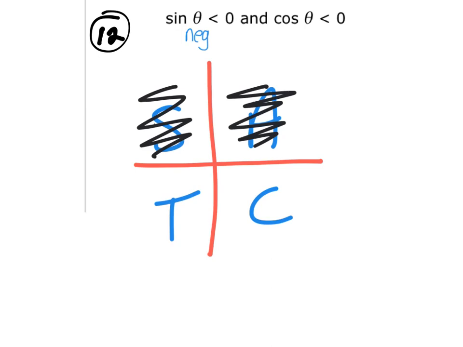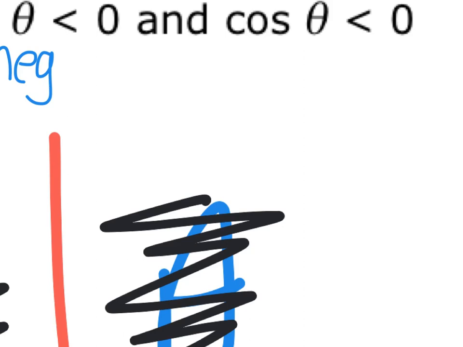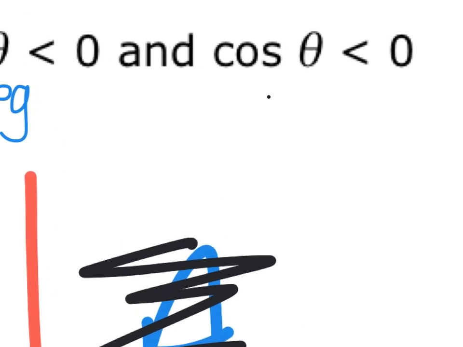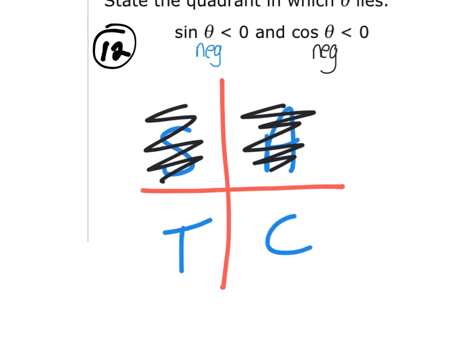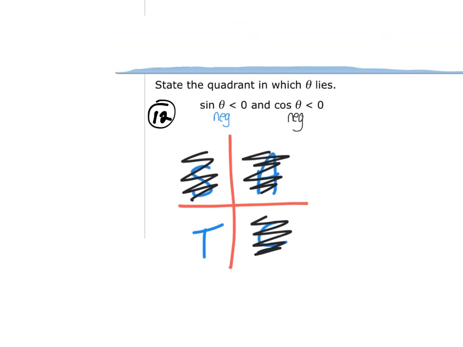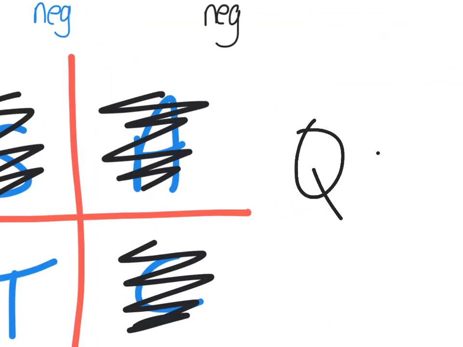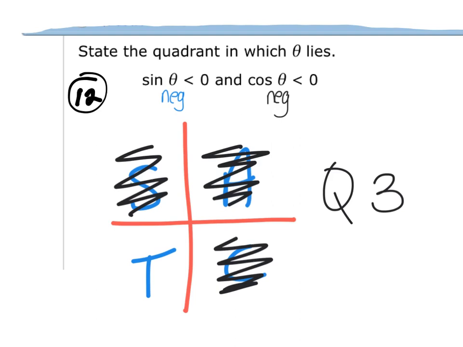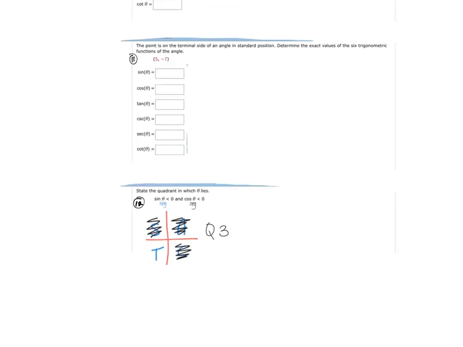Now, look at the second constraint. I look now, with the two remaining, where cosine is what? Positive. No, cosine is less than 0. What does that mean? Negative. Where is cosine negative? What can I cross off, the T or the C? C. So where does this angle lie? In quadrant 3. There is a question on every single test like this. Your answer is going to be quadrant 1, 2, 3, 4. You got a 25% chance.